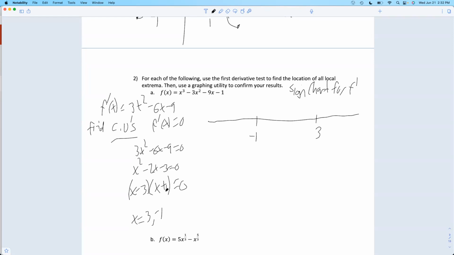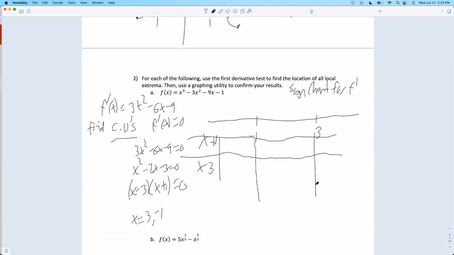Okay, then I'm going to list all my factors, x plus 1 and x minus 3. I'm going to draw in this little table here. And what I'm really trying to figure out is, is this guy positive or negative? That's all I care about, positive or negative in each region.